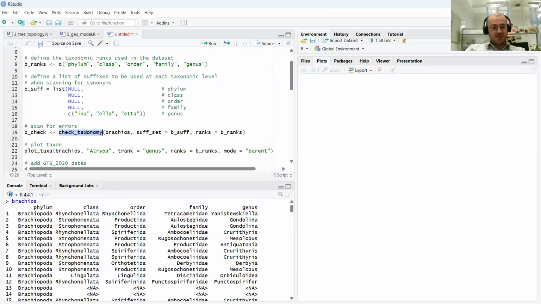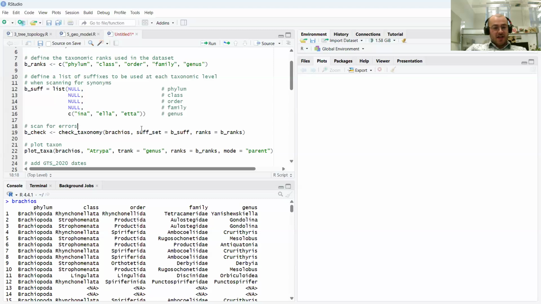Just to show the first function here, check taxonomy. You would supply it with your input data set. Minimally, this just requires there to be taxonomy columns, so the very ones which are just displayed here. So we tell the function our data set contains the following taxonomic levels, phylum through to genus. It should by default, I think, use the genus as the focal rank of which to scan. I think you can set it to other things.